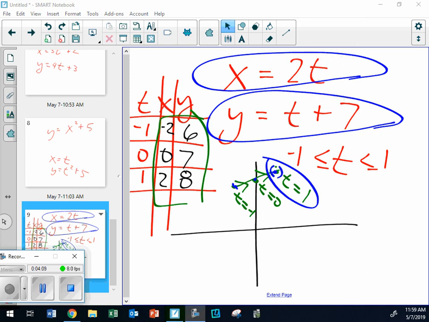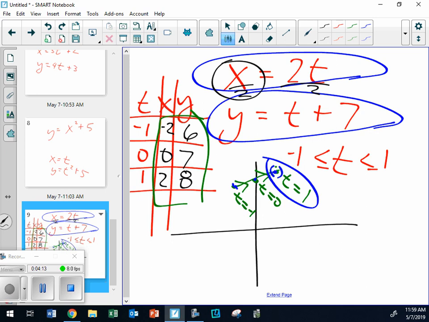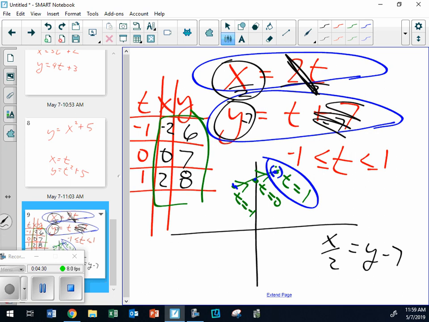Okay, you should have divided by 2, and you have x over 2. And then you should have subtracted 7, and t equals y minus 7. And since t equals the one thing and t equals the other thing, they equal each other. x over 2 equals y minus 7. And a typical equation gets solved then for y. Raise your hand if you had that right.